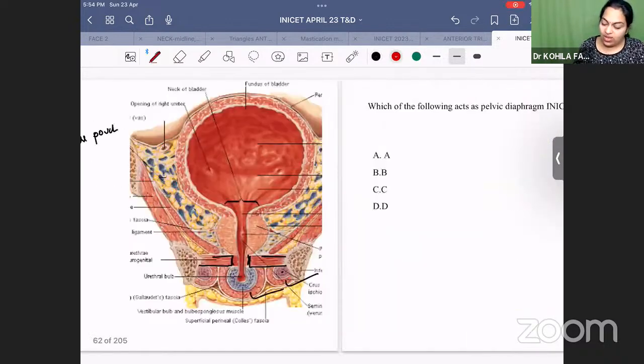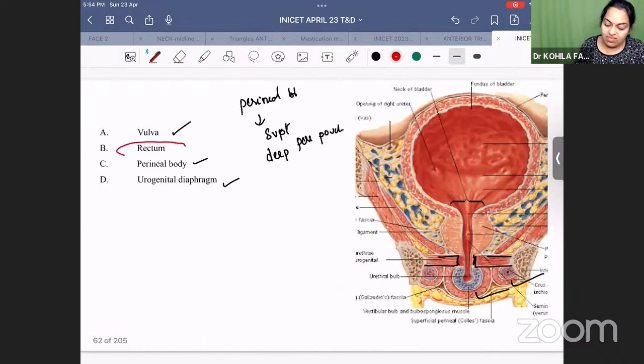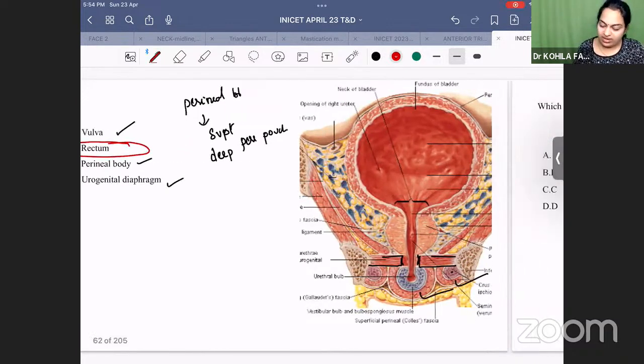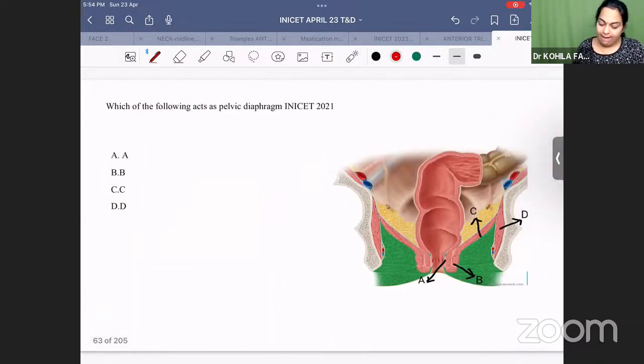As I told you, the rectum is going to be supplied by the autonomic nerve plexus, not by the pudendal nerve. So the sensation is going to be preserved. It's not going to be affected. And this was a recently asked question.